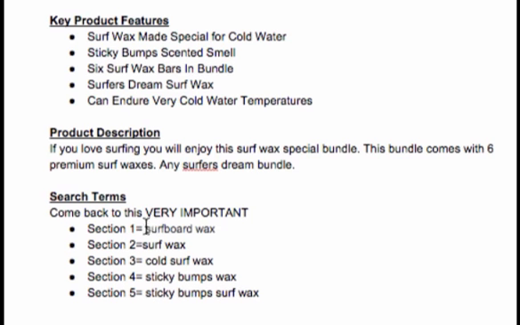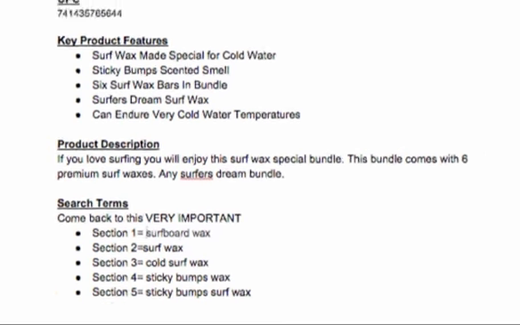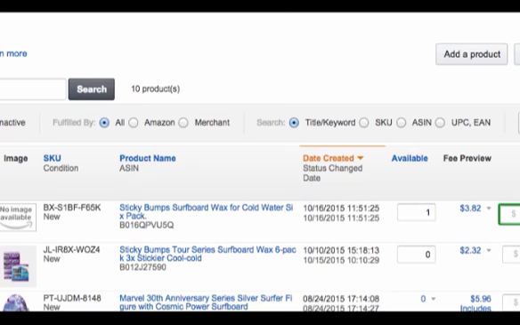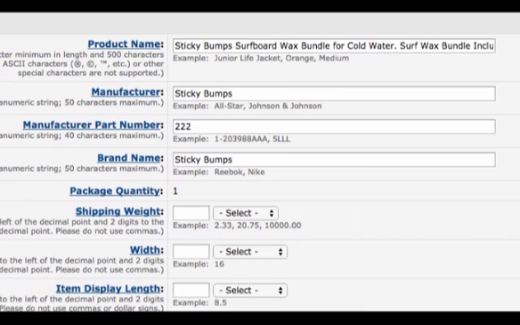Looking at the search terms, we built it around our anchors: surfboard wax, surf wax, cold surf wax, sticky bumps wax, and sticky bump surf wax. These are all built off of our search terms that we've run. Okay, so now going to our listing, I'll show you exactly what we're talking about, because I'm sure it's getting confusing.